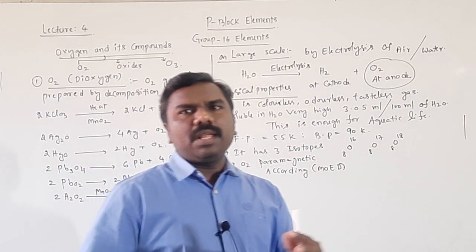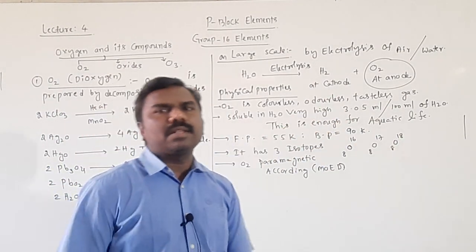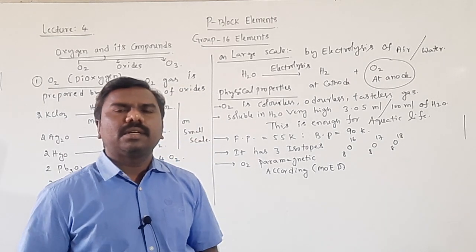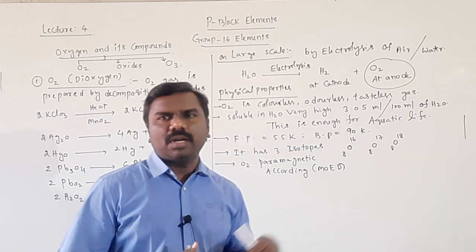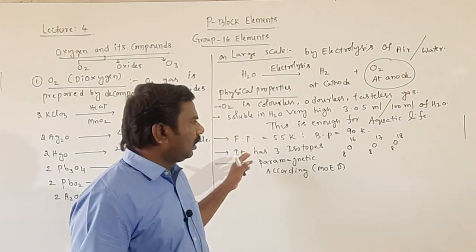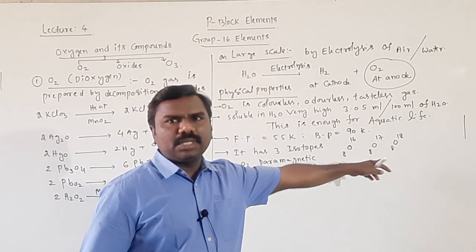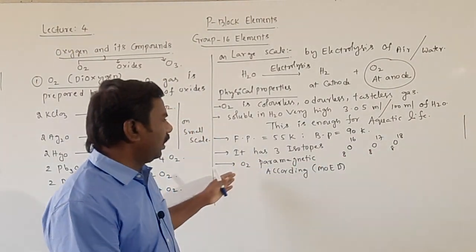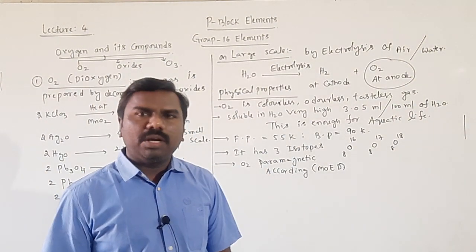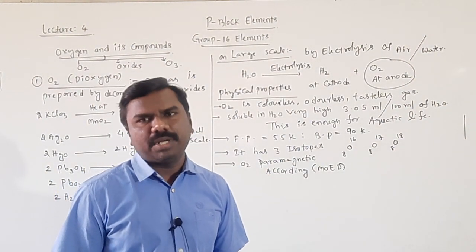These are the properties I wrote on the board, students. Colorless, odorless, tasteless gas, very high solubility in water. That's why aquatic life is possible. It has 3 isotopes, 16, 17, 18, and O2 is paramagnetic according to molecular orbital energy diagrams.